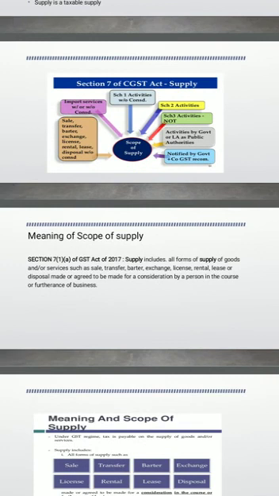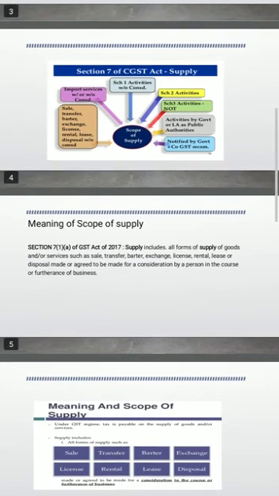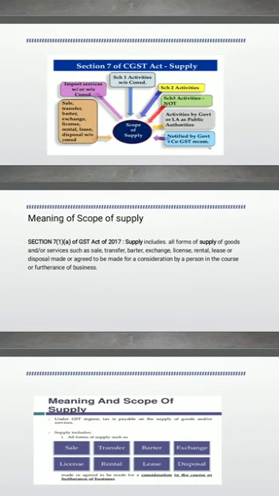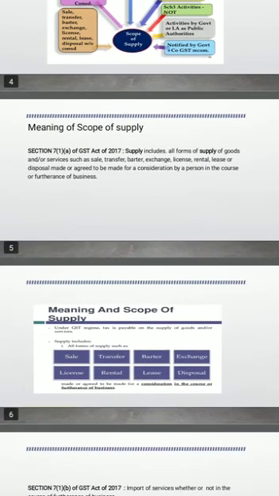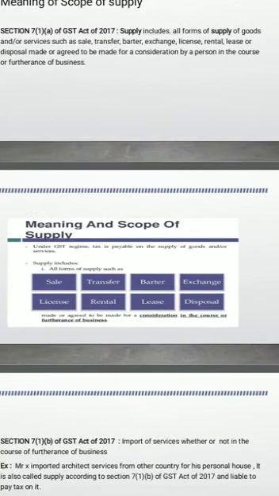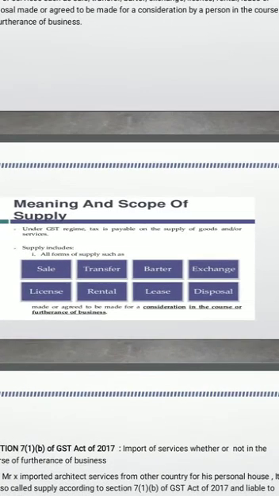Made for a consideration. Consideration, as I have said, is when two persons mutually agree, monetary or non-monetary, for the supply. It is known as a consideration. In the course or furtherance of the business means in the course of the business or with the intention to carry on the business. Now let us understand these terms. You can see here, sale: when a person sells the goods, it is known as a sale.